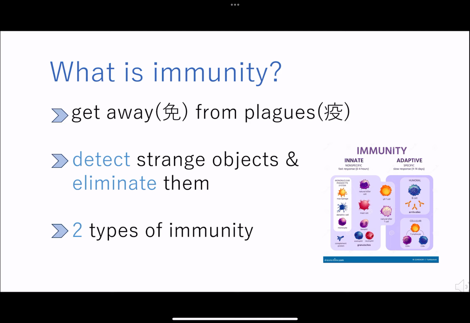First, I'd like to start with what is immunity. Immunity literally means the system which gets away from plagues. To be more specific, immunity is a series of mechanisms that detect strange objects such as pathogens and cancer cells and eliminates them. This process is really significant in that we keep our health.